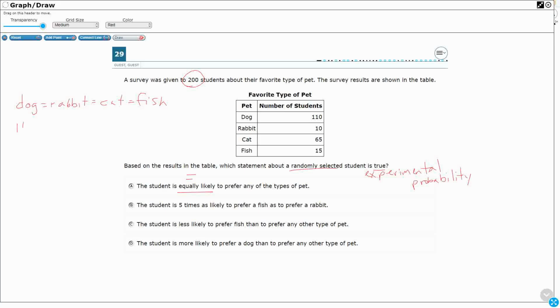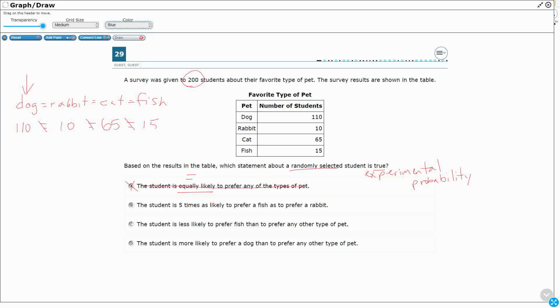We know that dog is 110, rabbit is 10, cat 65, fish 15. Yeah, that does not make any sense. They are not equally likely to prefer any of them. Honestly, a dog is the one that it looks like they would choose the most. They had to choose one. So that's going to be a no for A. Let's check B, C, and D.